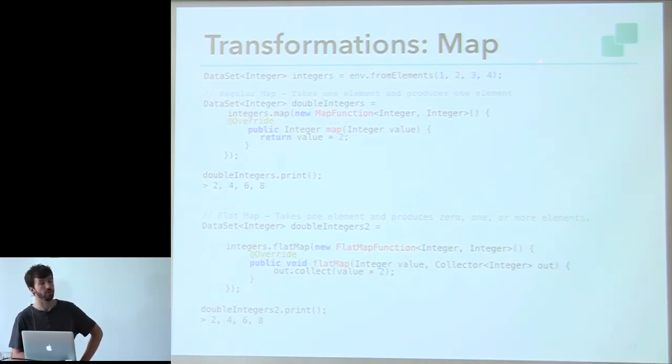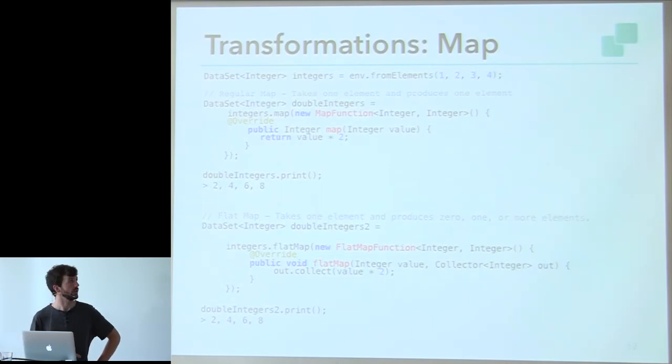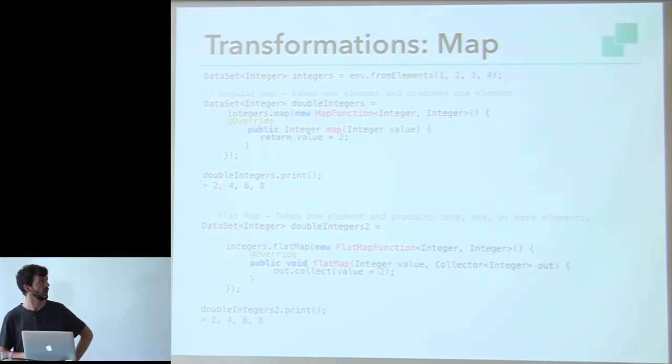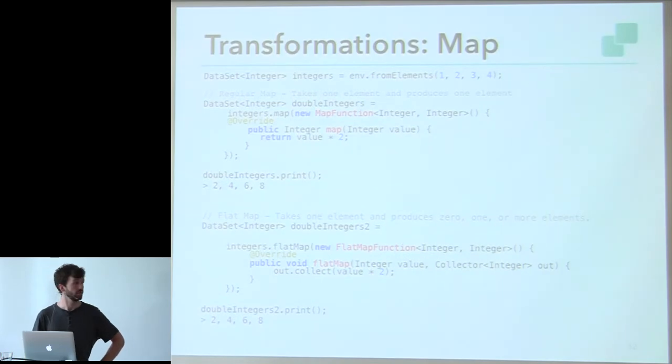For example, we have the 1, 2, 3, 4 input, and we just multiply it by 2, and we get this 2, 4, 6, 8 output. And you can also do that with what we call a flat map.